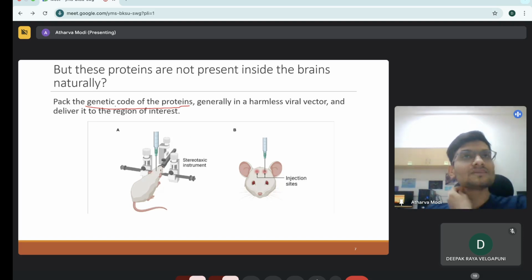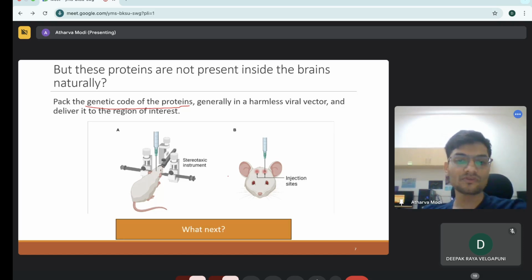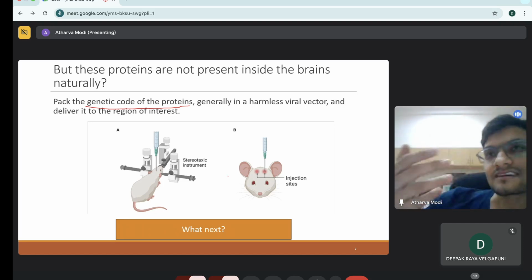So this genetic code, once inserted, gets expressed. You can design it in such a way that it expresses for long times, continuously, in the cells that the virus infects, and that's how you get these proteins expressed in the region of interest inside the brain. So now you have the biosensors in place. Once you have the sensors, what do you need next?